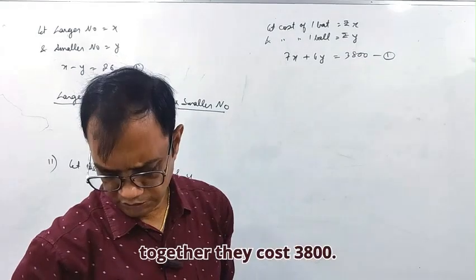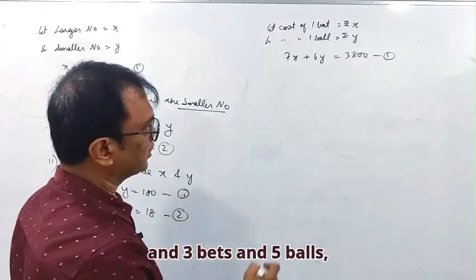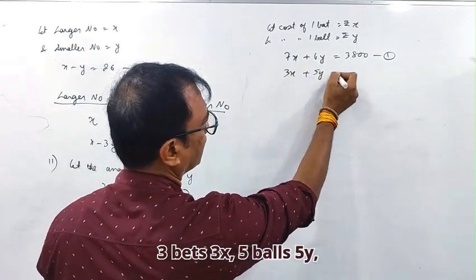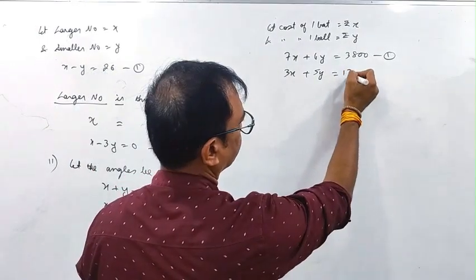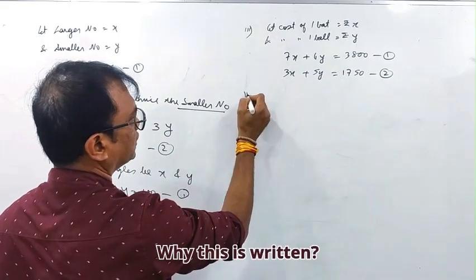And 3 bats and 5 balls. 3 bats 3x, 5 balls 5y. Together it costs 1750. Quite easily done.